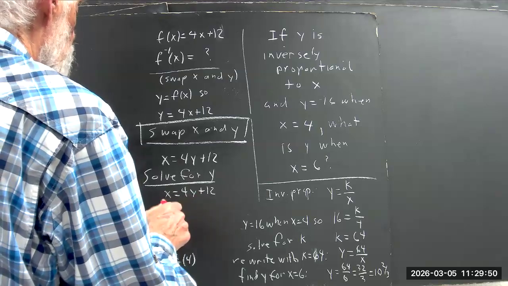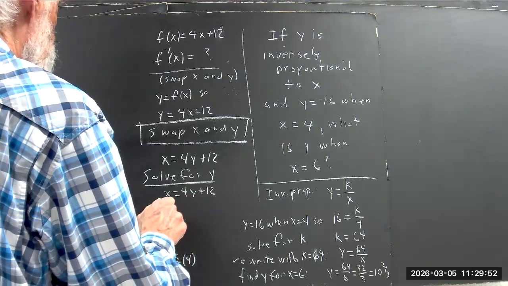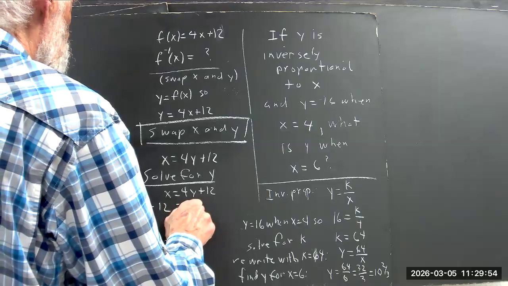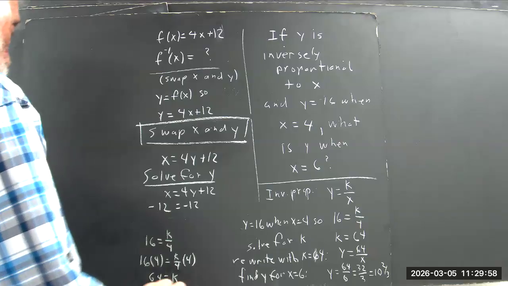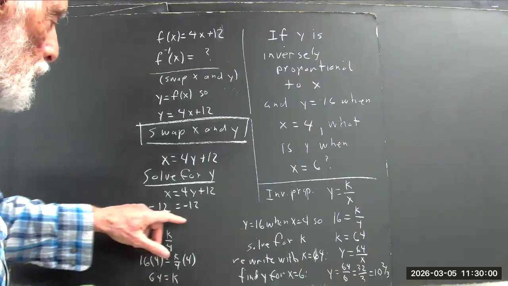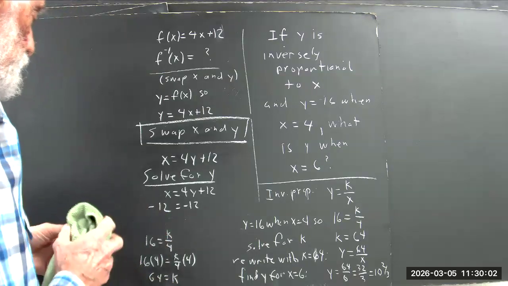So we're going to add 12 to both, or subtract 12 from both sides. And the way I really want to see you do this so that you're getting it right is you write out the equation minus 12 equals minus 12.